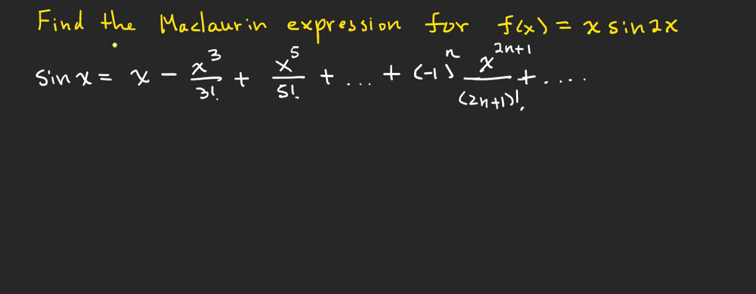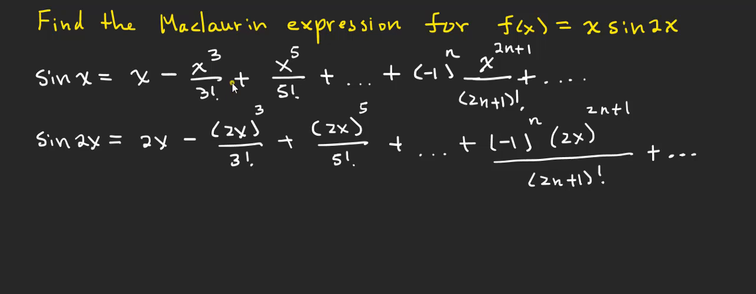They're telling us to find the Maclaurin expression for f of x equals x times sine of 2x. So in order to do that, we first need to realize that the Maclaurin series for sine of x is this. Now we got to find sine of 2x. So in order to do that, instead of x, we need to substitute 2x. And when you do that, you get this expression right here.